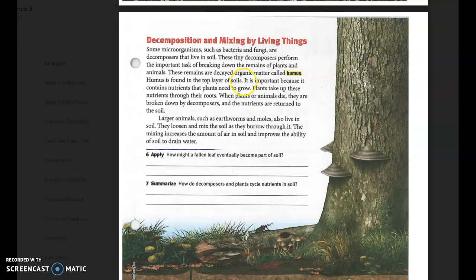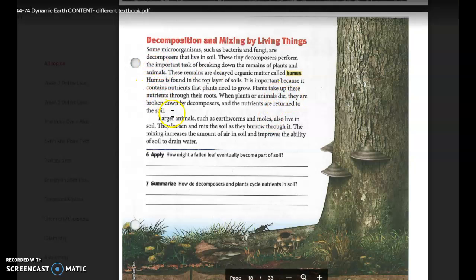Why is humus important? It is important because it contains nutrients that plants need to grow. Plants take up these nutrients through their roots. When plants or animals die, they are broken down by decomposers and the nutrients are returned to the soil.